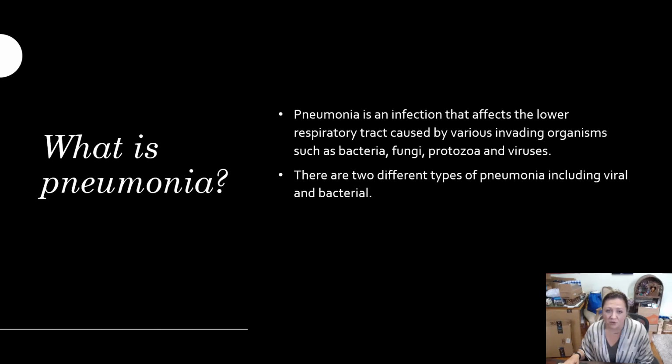So what is pneumonia? Pneumonia is an infection that affects the lower respiratory tract caused by various invading organisms such as bacteria, fungi, protozoa, and viruses. There are two different types of pneumonia, including viral and bacterial. There are additional categorizations of pneumonia based on how and where it is acquired, including community acquired, healthcare associated, also described as hospital acquired, and ventilator associated pneumonia.